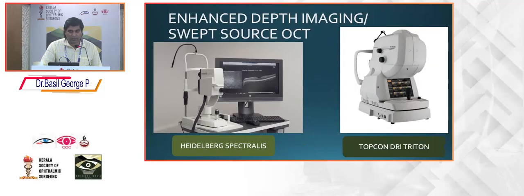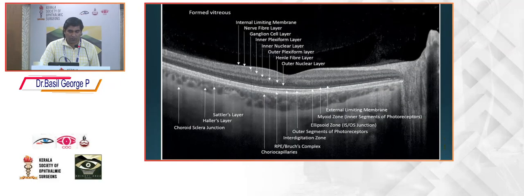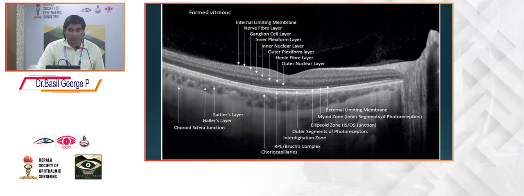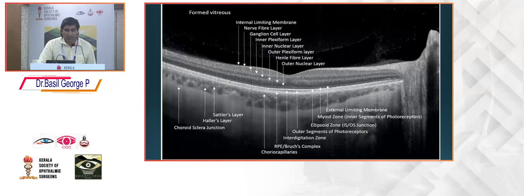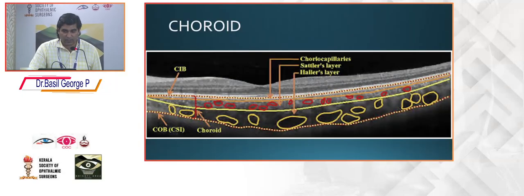The two OCTs, that is the enhanced depth imaging and the swept source OCT, have revolutionized the way we image the choroid. This is a swept source OCT of the retina and choroid, and not only are the various layers of the retina seen, but it also shows the choroid quite clearly, including the choroidoscleral junction. The choroidal structures can also be imaged clearly, that is the choriocapillaris, Sattler's layer and Haller's layer.